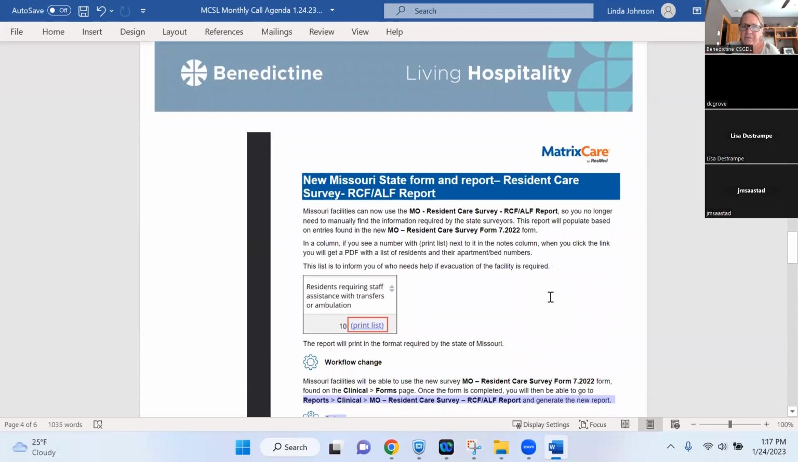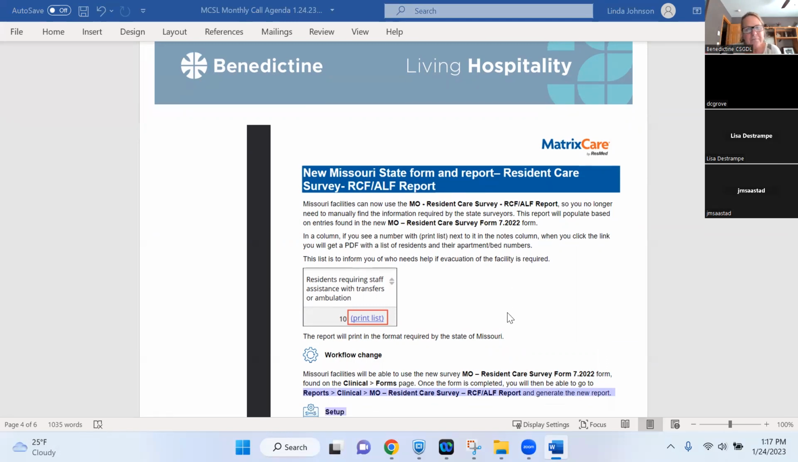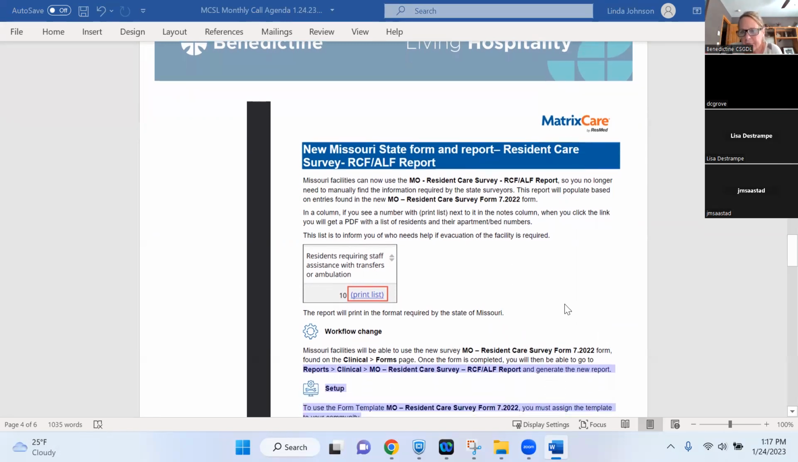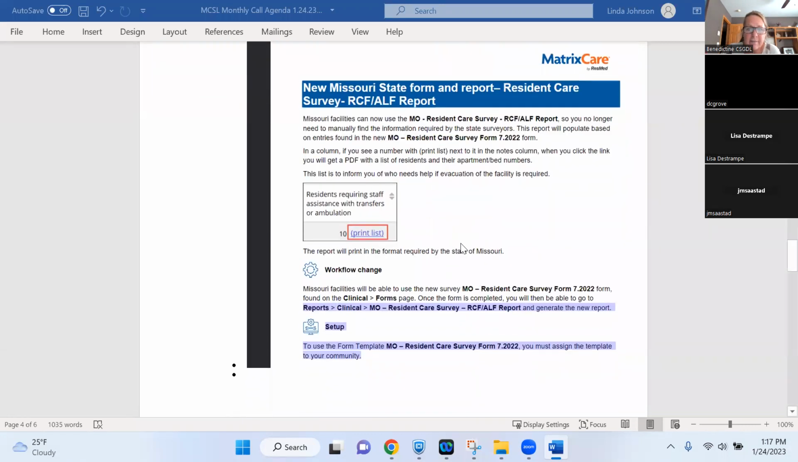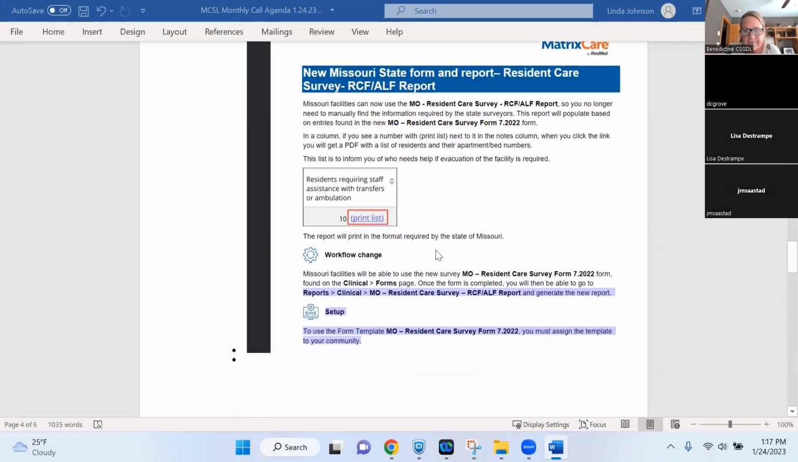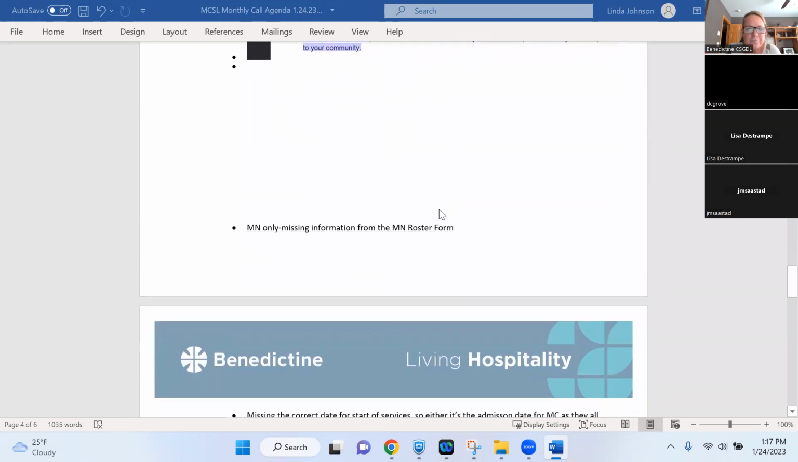And then for our Missouri folks, we now have a new report for them. Oh, someone's chatting. I have dabbled. Yeah, it's kind of nice what they're doing with the scheduler. I don't know if anyone's on from Missouri. I don't think so. So I'll briefly go through this. This is like the Minnesota roster, but this is for Missouri. So that just came out. I'm in the process of testing that right now.